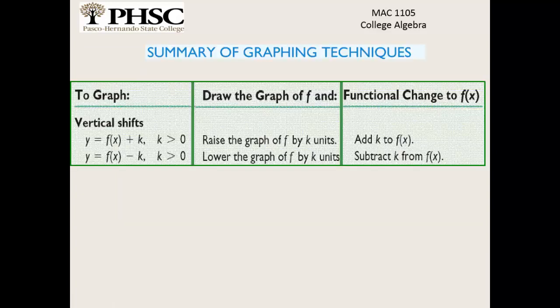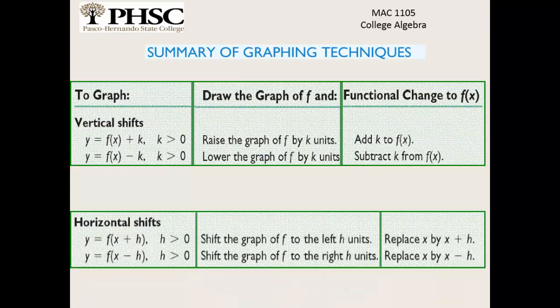So to summarize some graphing techniques, vertical shifts: y equals f of x plus k when k is greater than 0, you raise the graph of f by k units. In other words, you just add k to f of x. And if it's f of x minus k, where k is greater than 0, then you lower the graph. In other words, you subtract k from f of x.